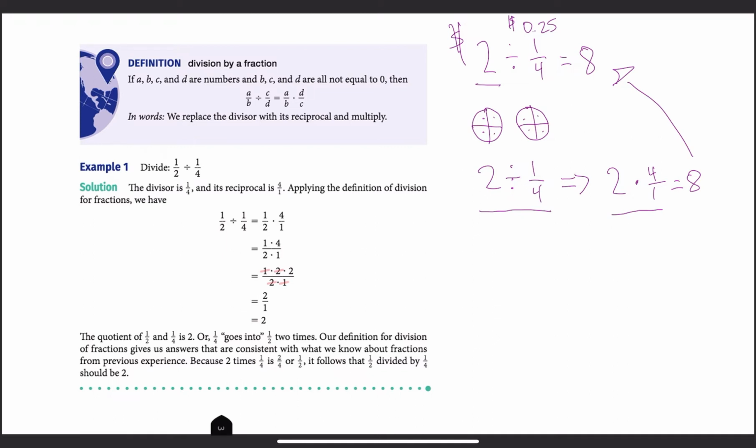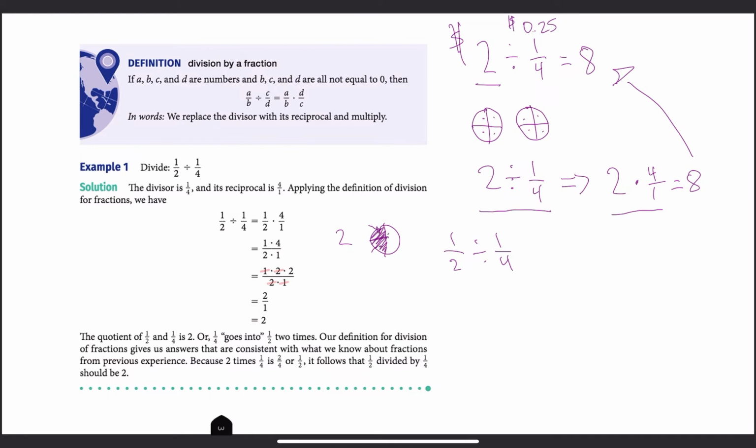So let's look at this example here, 1/2 divided by 1/4. So if you had a half, how many quarters would go in there? It looks like 1, 2. So I'm thinking the answer here is 2. Now that's my preview. I'm going to preview that I think there's 2 quarters in a half.